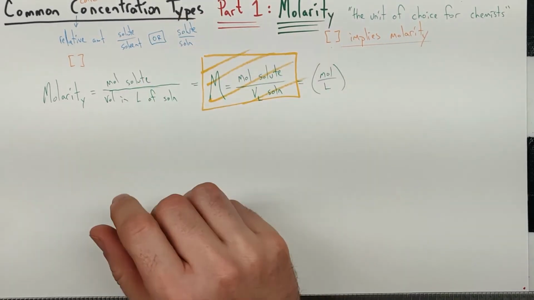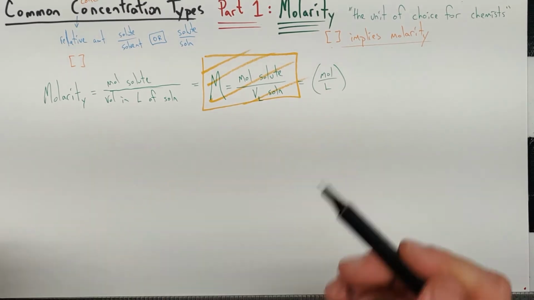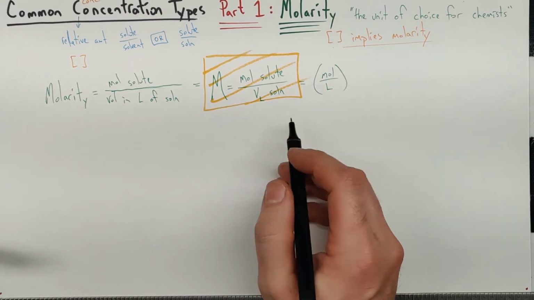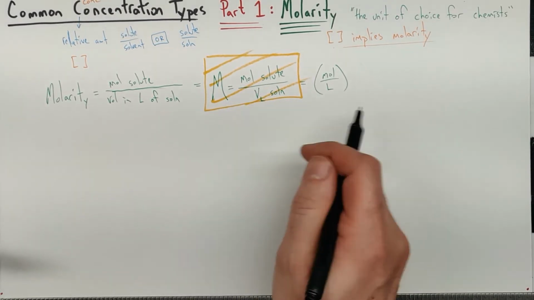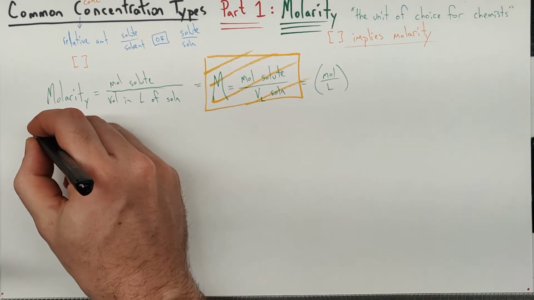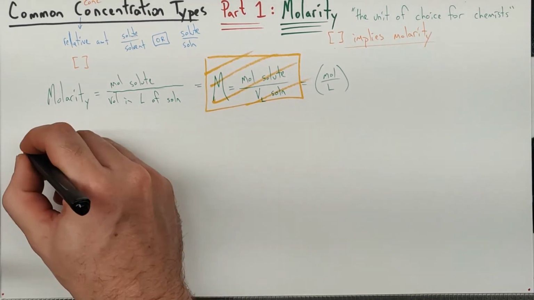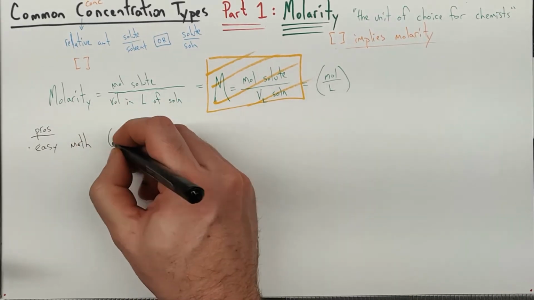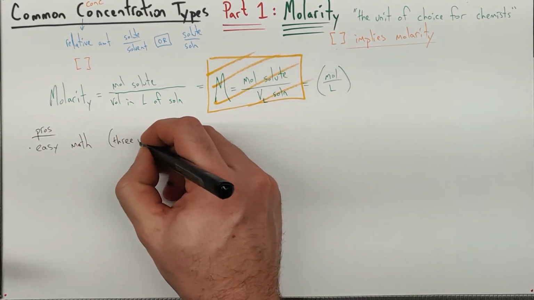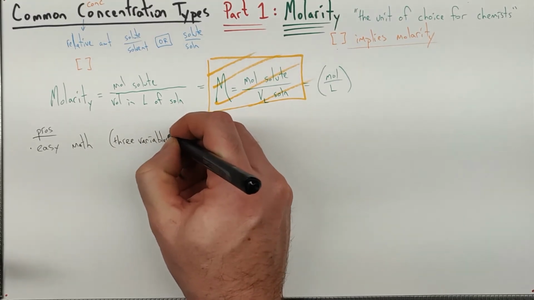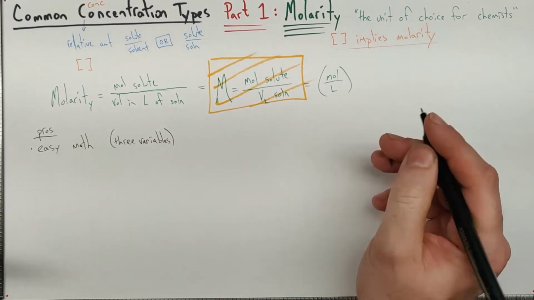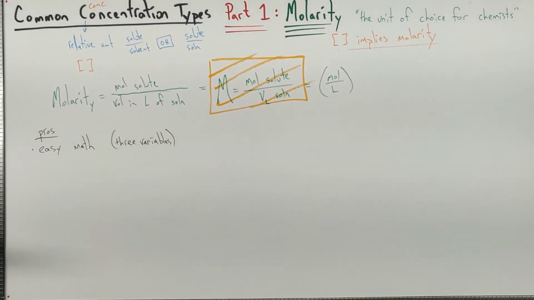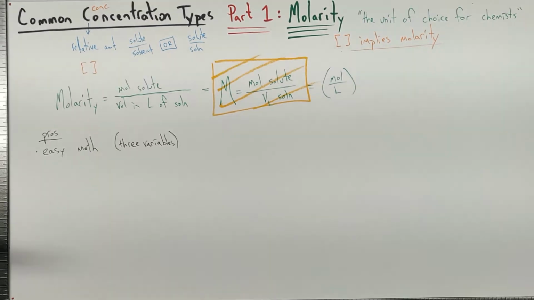So as we look at this, why is it so popular for chemists to use molarity? The first thing is, it's pretty easy math. You've only got 3 variables to work with. So, pros of molarity: easy math, that's 3 variables. I know that sounds kind of corny, but as we look at things like mole fraction or mass percent, we see situations where the math becomes a little more complicated.